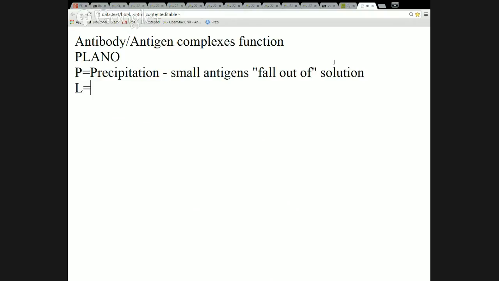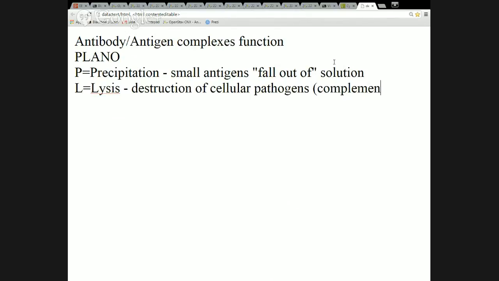L equals lysis. Okay, lysis means destruction of cellular pathogens. This is what complement does. The membrane attack complex destroys the pathogen, and when we do that, we call that lysis, meaning destruction of the cell.